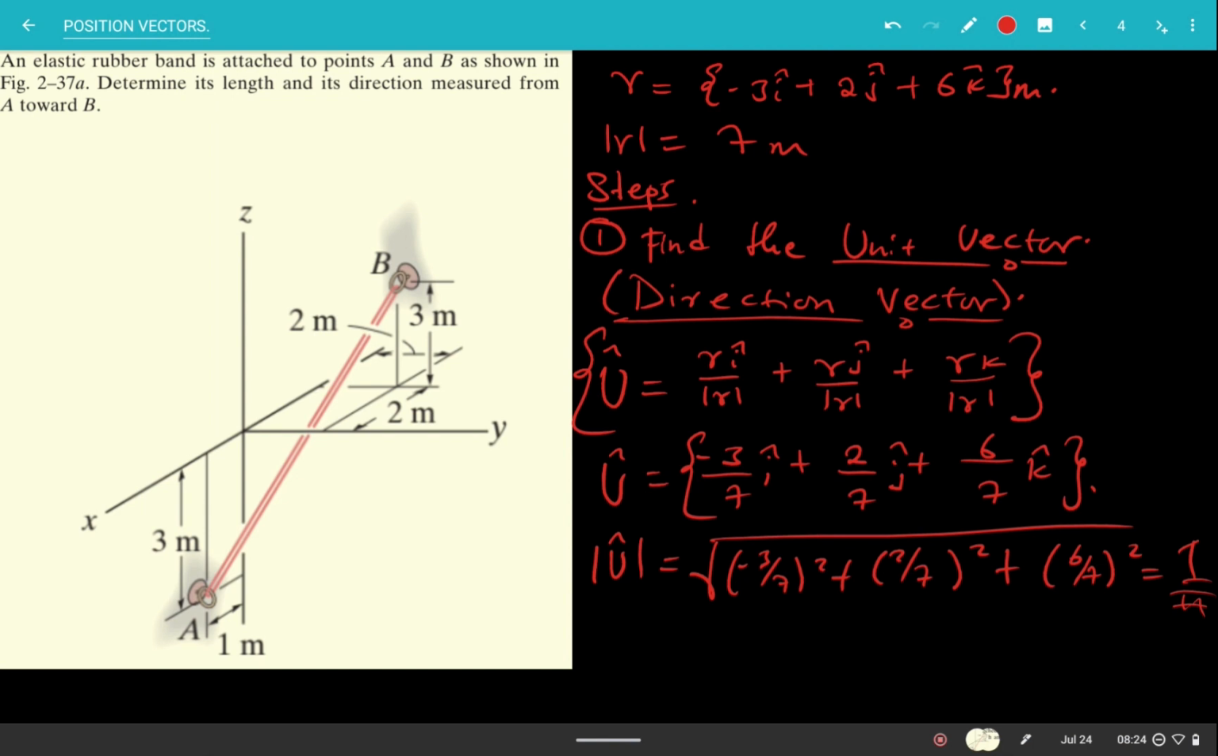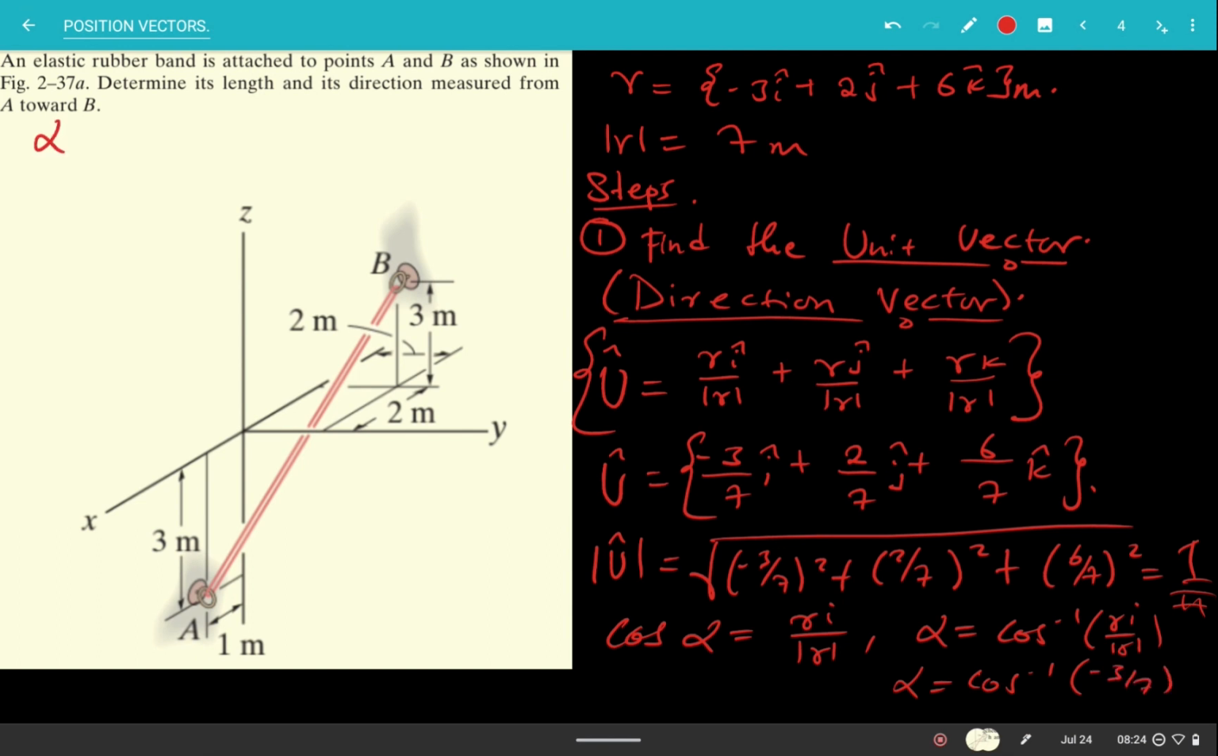Now, once you have the unit vector, we can find the direction angles that we want. Remember the direction angles: cos alpha is equal to R in the I over the absolute form of R, which means alpha is equal to cos inverse of R in the I over the absolute form of R. We know this is minus 3 over 7, so alpha is equal to 115 degrees.